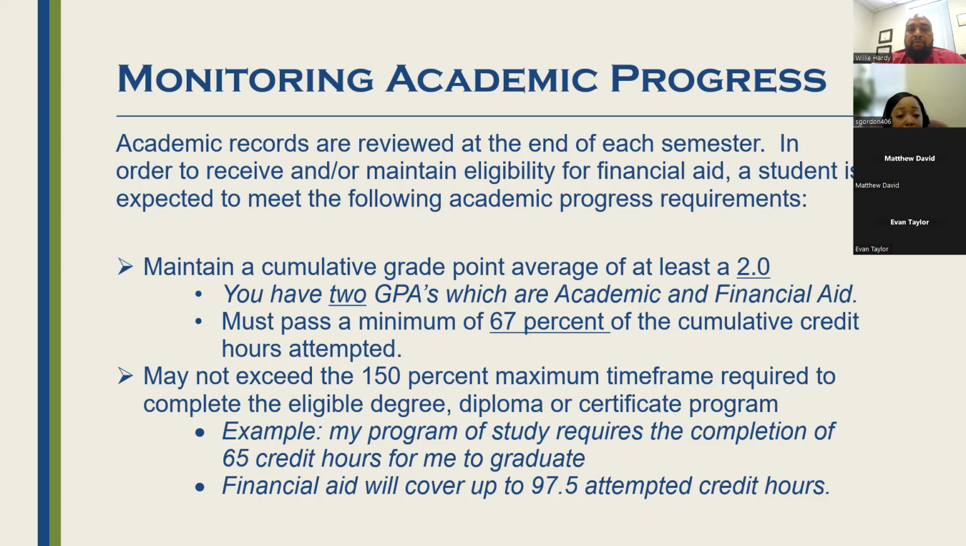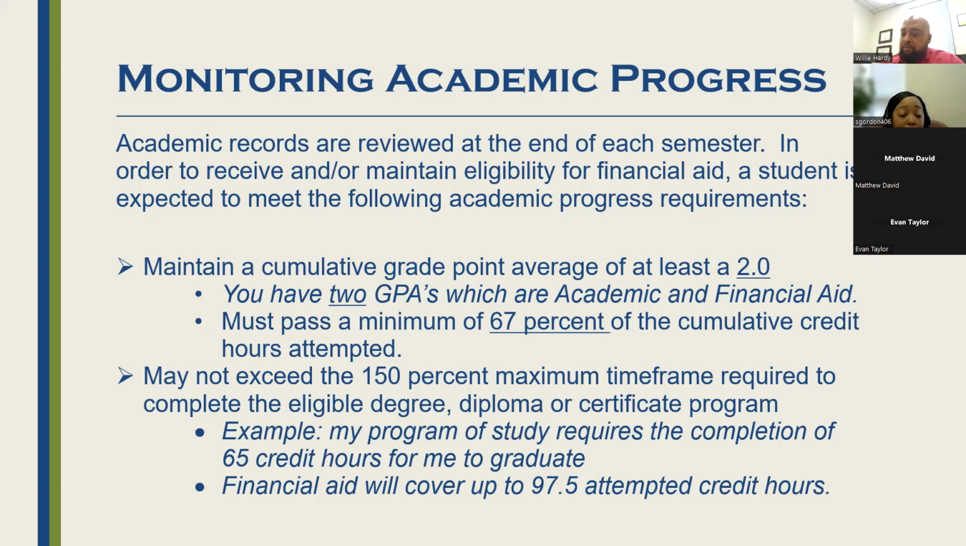They may not exceed the 150% max time frame required to complete an eligible degree, such as the diploma or certificate program. For example, if a student's program of study requires them to complete 65 credit hours to graduate, financial aid will only cover up to 97.5 attempted credit hours for that particular student.